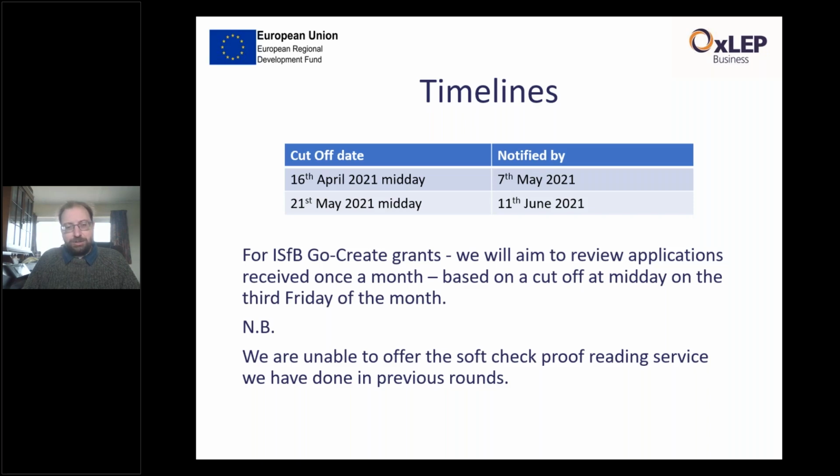So it takes us just under a month to do this, and you'll see that the next application deadline a month later, always the third Friday of the month, is the 21st of May, again midday. It is a perfectly reasonable expectation that the next cut-off date after that will be the third Friday in June.